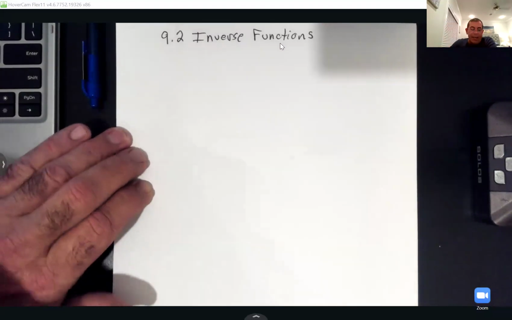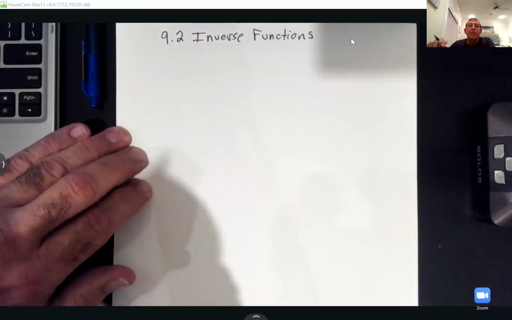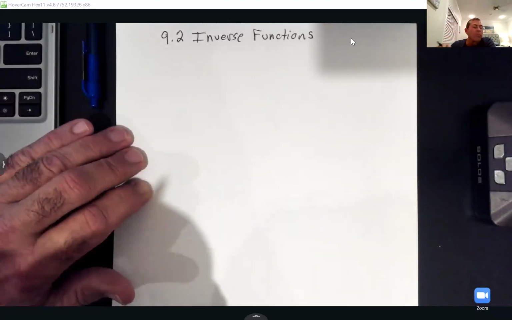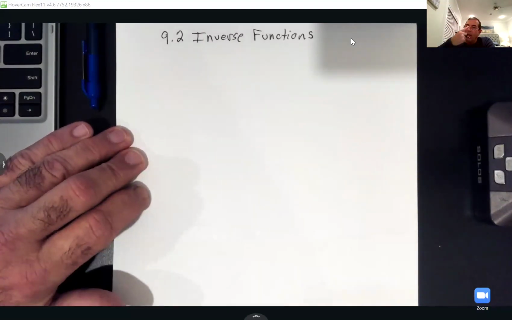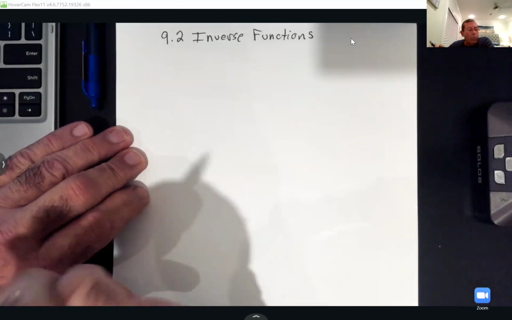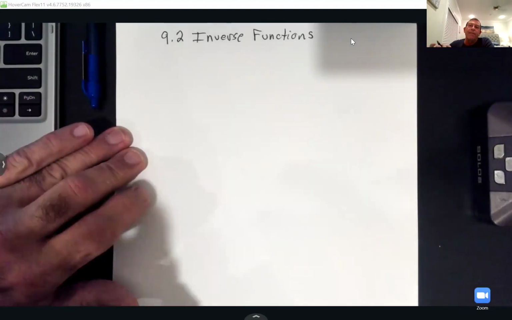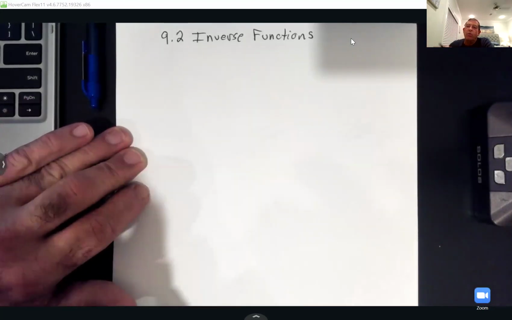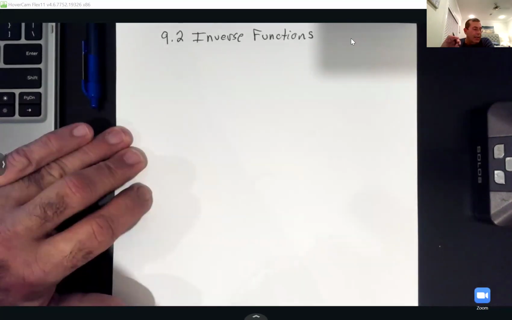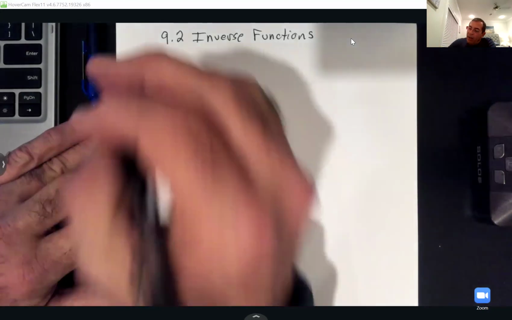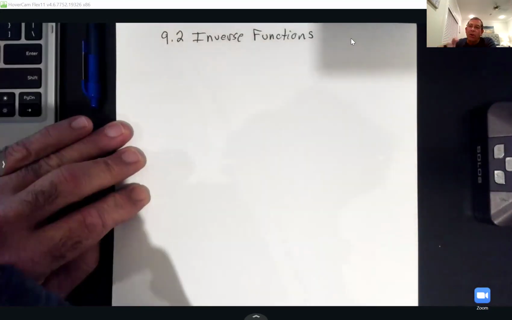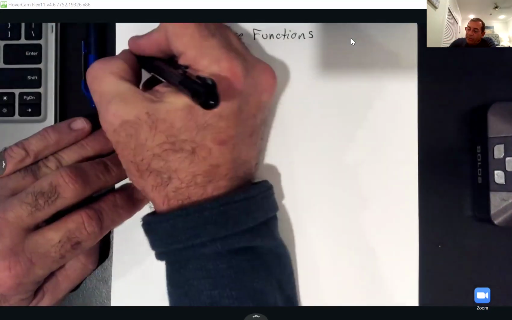Now, before we get into finding the actual inverses of functions, we're going to learn about the inverse of a relation. And then we're going to learn later that if a function has the inverse, it's what we call one-to-one. And I'll show you how to check for one-to-one, okay? So let's start with the relations.